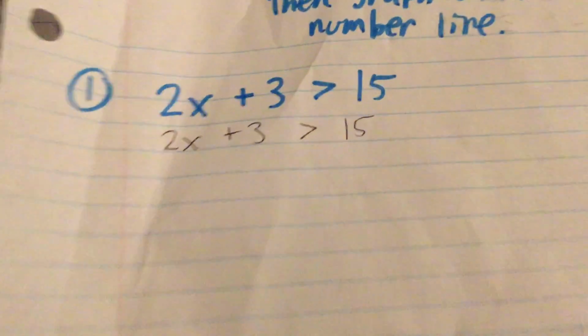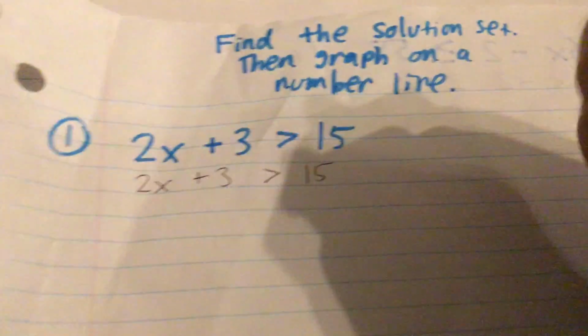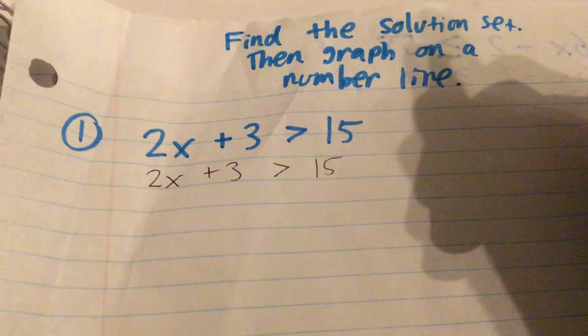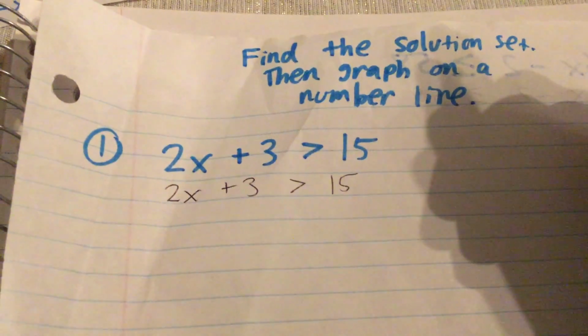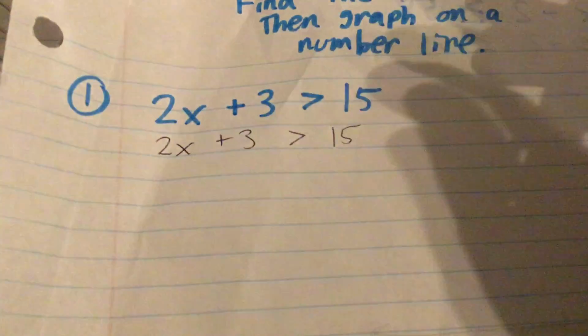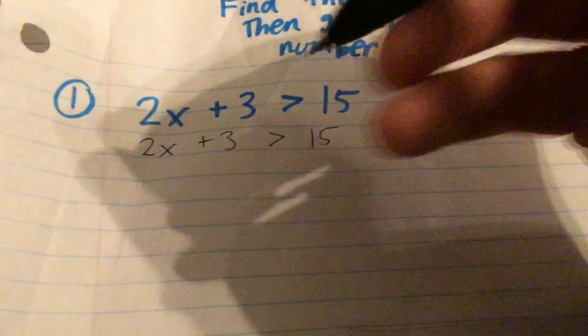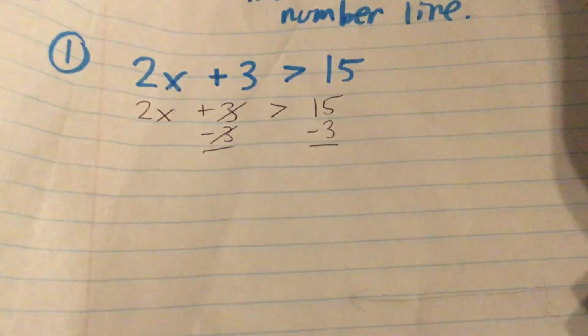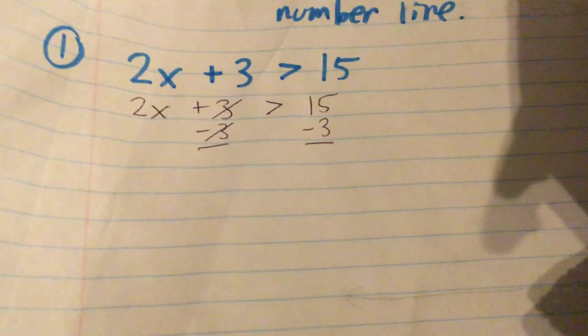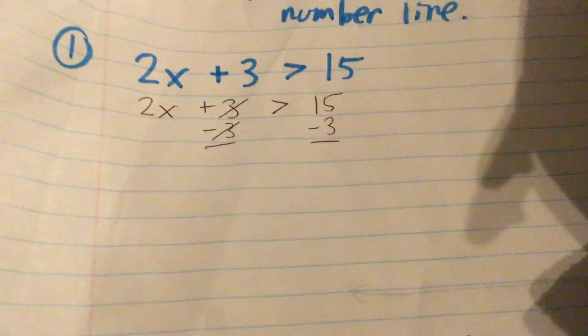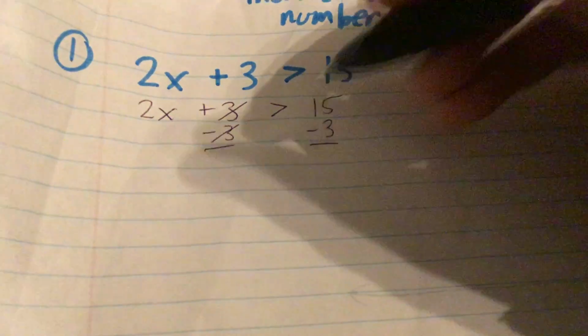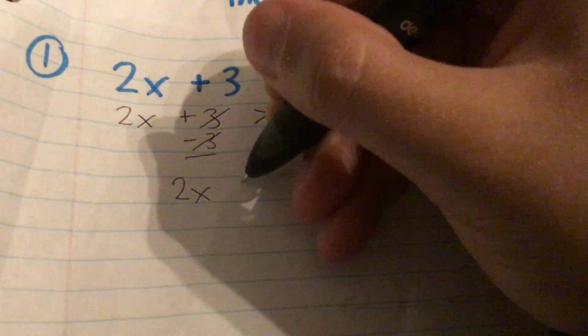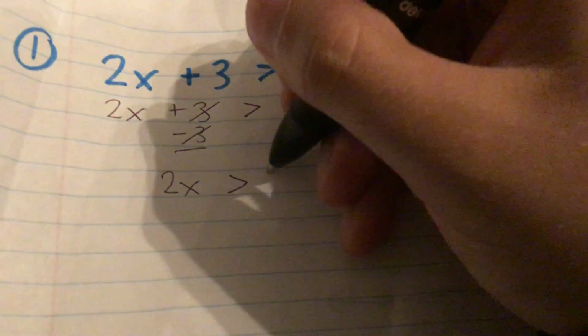2x plus 3 is greater than 15. So let's solve for x. Let's pretend this is an equation, and let's just do the same old two-step equation part. We're going to subtract 3 from both sides. If we subtract 3 from both sides, does that have any impact on the inequality symbol? No. So we've got 2x is still greater than 15 minus 3, which is 12.